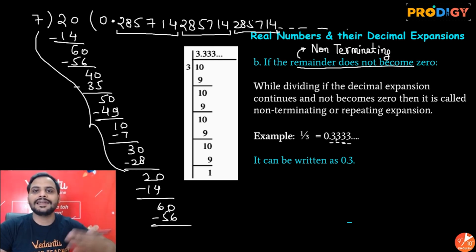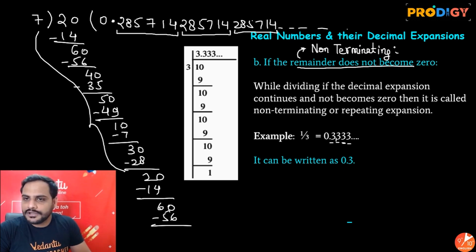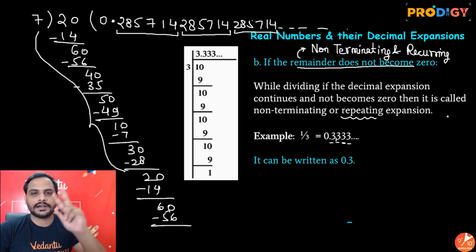So we can clearly guess what is going to be the next digit. I can clearly guess after this. Again I will get 2 8 5 7 1 4, 2 8 5 7 1 4, 2 8 5 7 1 4, and I keep on doing it. So that is why these kinds of numbers are called non-terminating and recurring. Recurring means they are repeating. So a rational number has two types of decimal expansion.